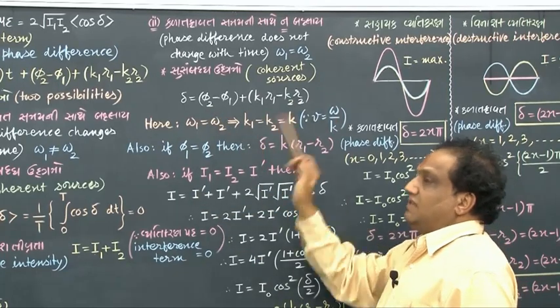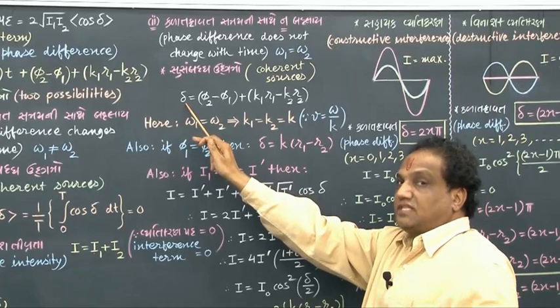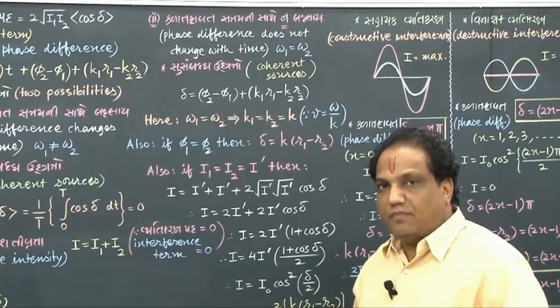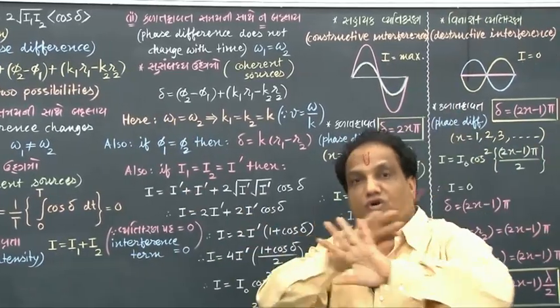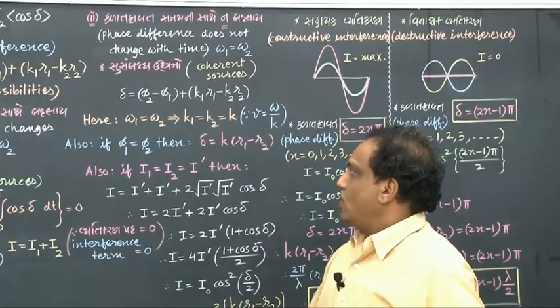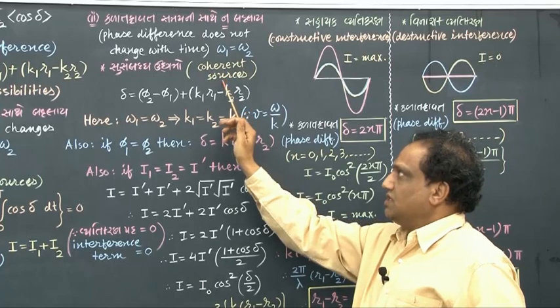Now in this term, there is no time. So now this phase difference has become time independent. Time independent means what? Let the time change, delta value will not change. When delta will not change with time, such sources are called coherent sources.